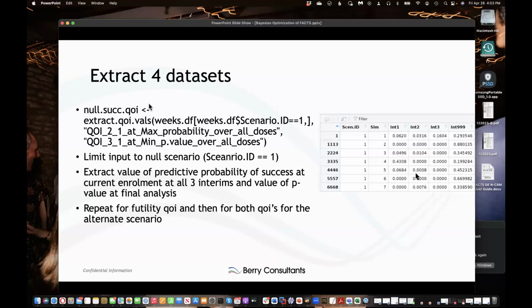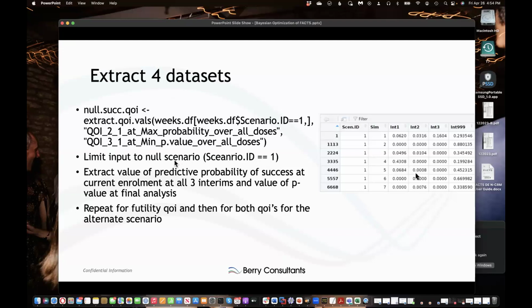And then what I'm going to do is extract 4 data sets. So we extract the null success quantities of interest, the null futility quantities of interest. This is because I'm using different quantities of interest for success and futility. And then we do the same for the alternate.